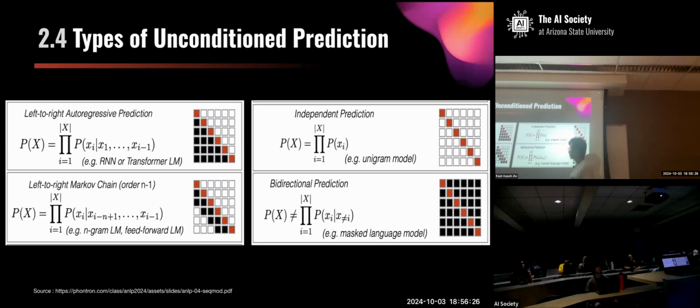Then bidirectional predictions. Here you are predicting the word based on the previous words as well as the words in the future. As you see here, probability of x is not equal to this, because one of the famous examples of this is masked language models. So there are autoregressive language models, and there are also masked language models and energy language models.